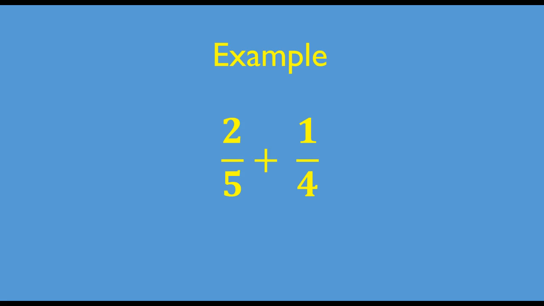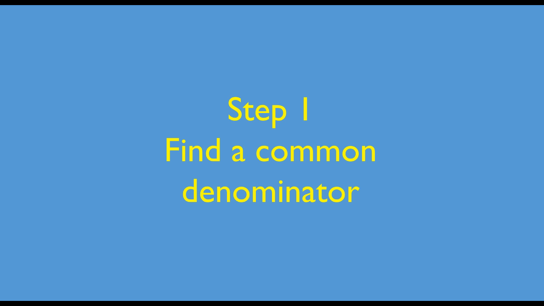Now the problem we have here, think back to that lovely pizza I showed you at the start, is that fifths and quarters are different sizes of fraction. Okay, a fifth and a quarter, they're different sizes. It's hard to add them. So the first thing we need to do before we do anything else with these fractions is find a common denominator. Don't make the mistake of adding the tops and adding the bottoms.